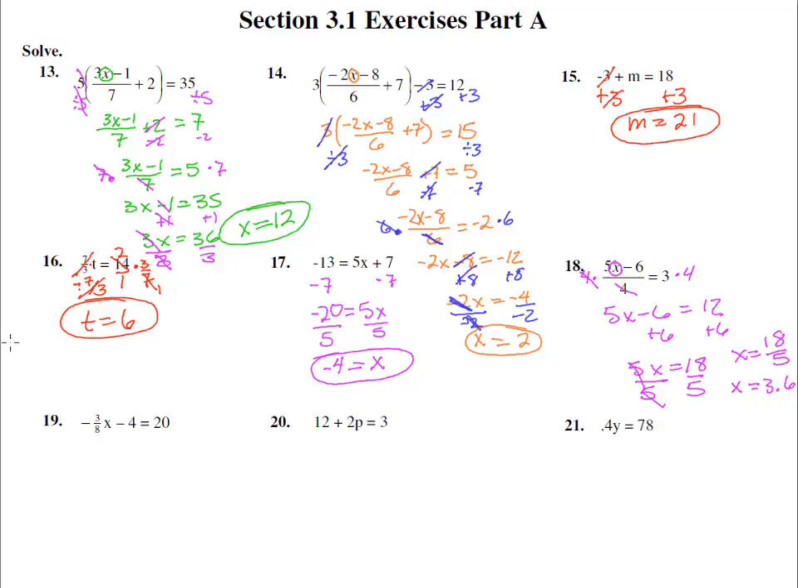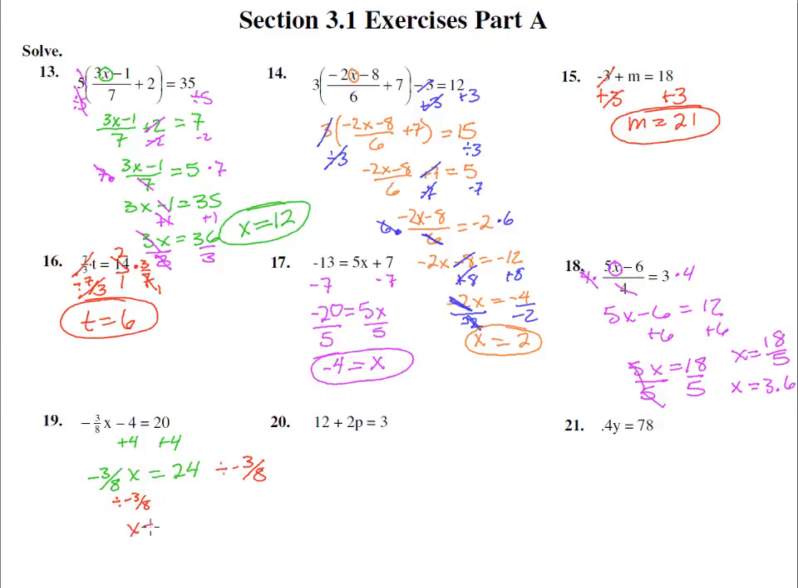Number 19. Negative 3/8 x minus 4 equals 20. Well, how do we get rid of a minus 4? Plus 4. We get negative 3/8 x equals 24. How do we undo a timesing by a negative 3/8? Well, we divide by negative 3/8. So we divide by a negative 3/8, divide by a negative 3/8.